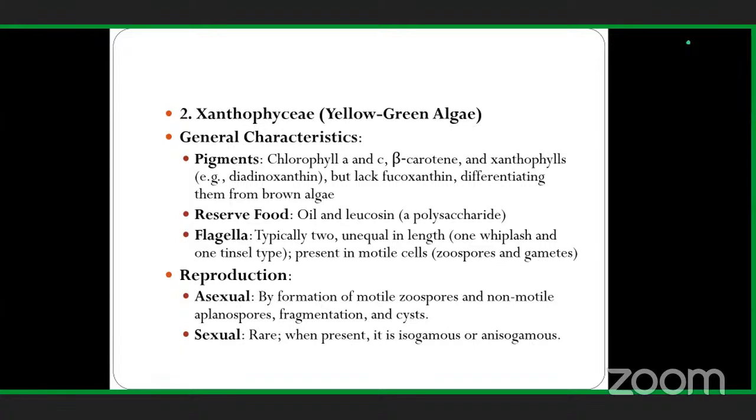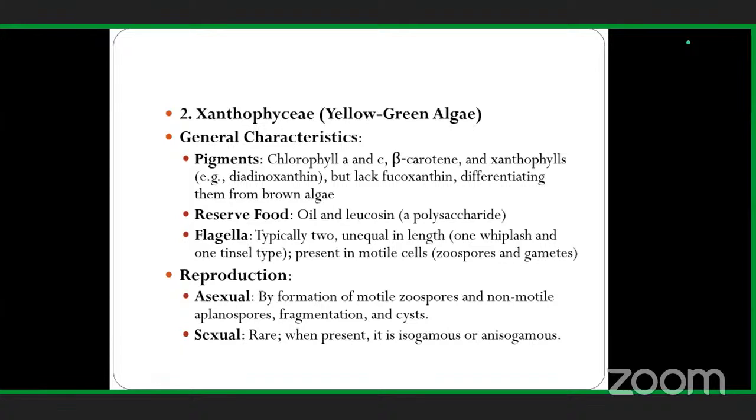Reproduction you will see in asexual reproduction by formation of motile zoospores and non-motile aplanospores, fragmentation, and cysts also. Cyst is also a kind of asexual reproduction, where from a cyst a new plant can arise. One thing: in flagella I have mentioned that there are two unequal flagella, one whiplash and one tinsel type. So what is whiplash and what is tinsel type flagella? You must know.